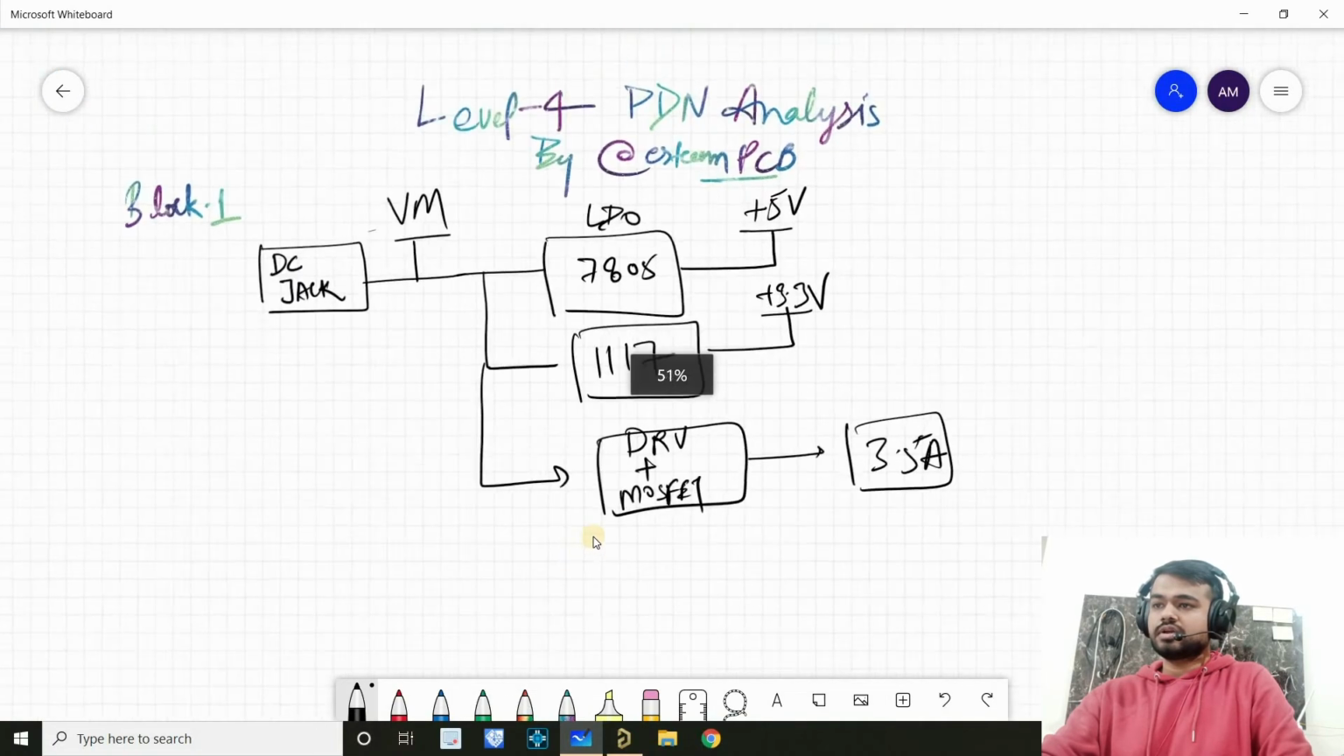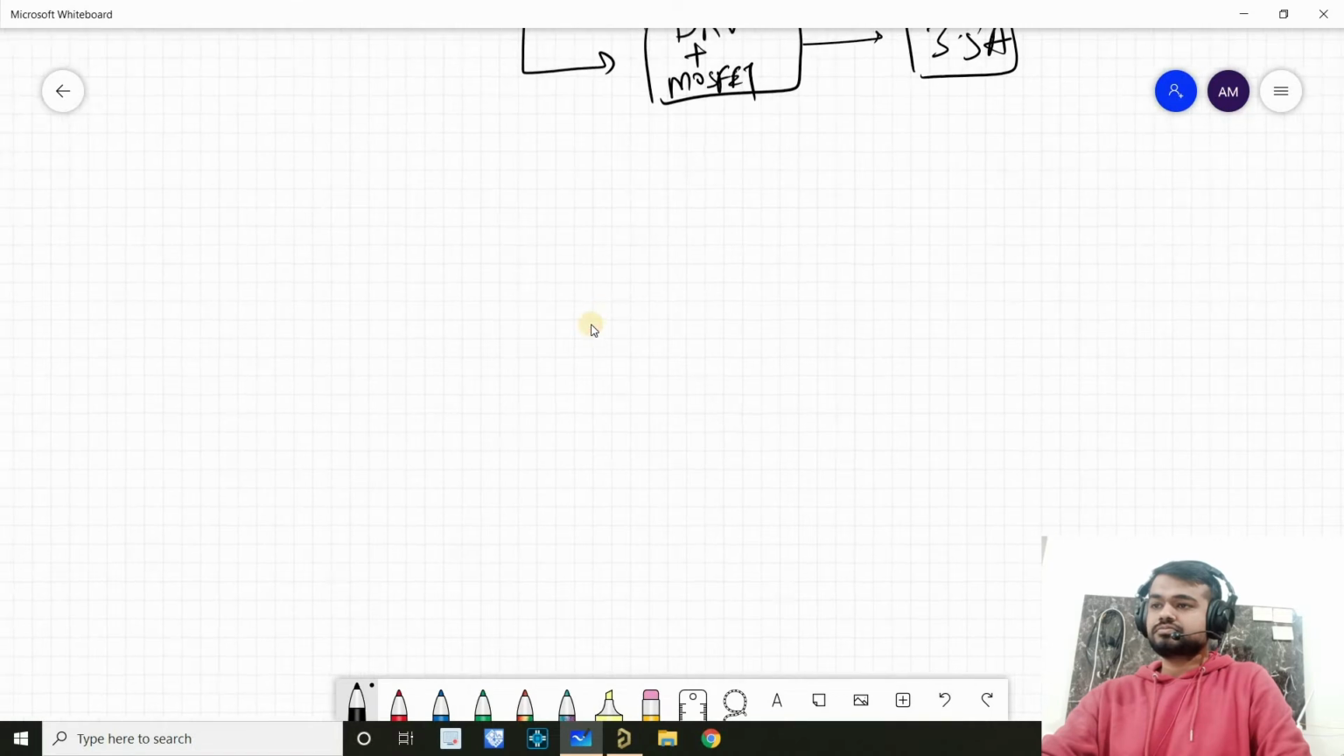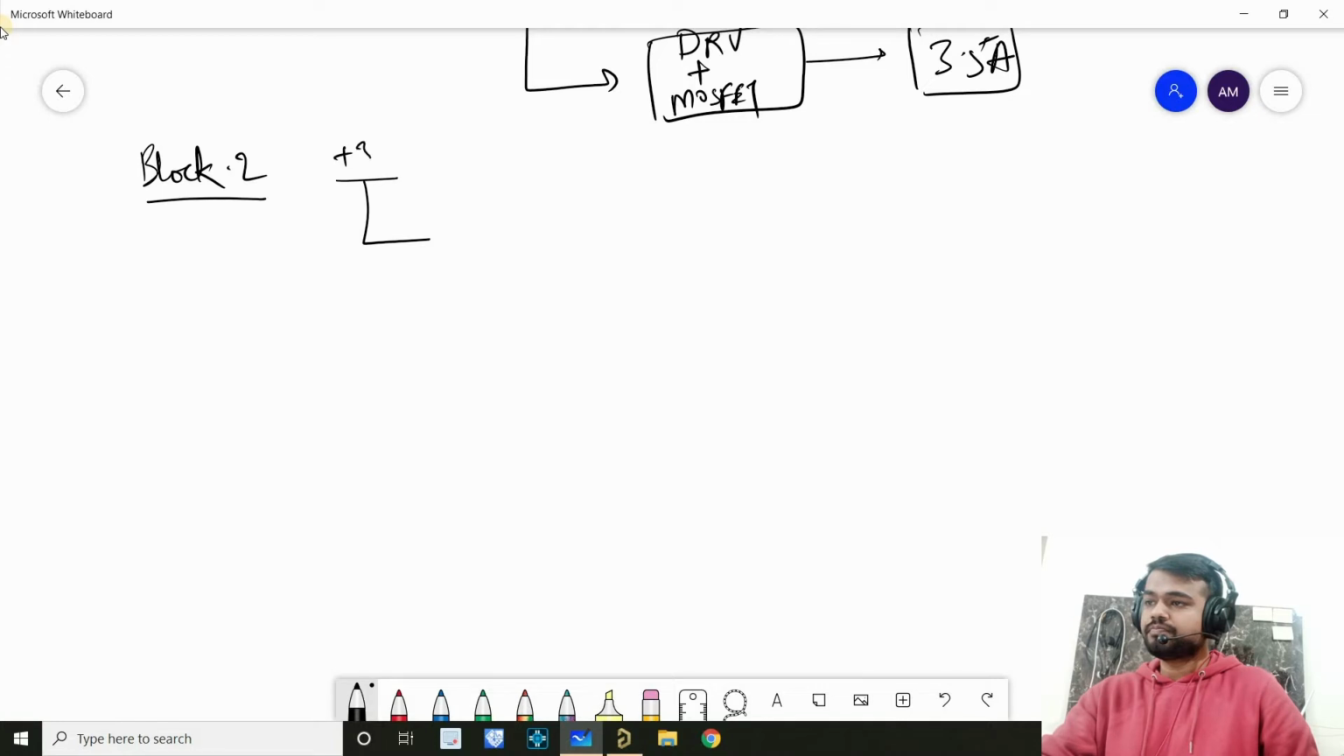Okay, now I can scroll down. So let's move to block 2. For block 2, I'm going to consider the 3v3 input, and I'll keep explaining one by one. The first 3v3 input is going to the analog buffers. I'll show you where it is.